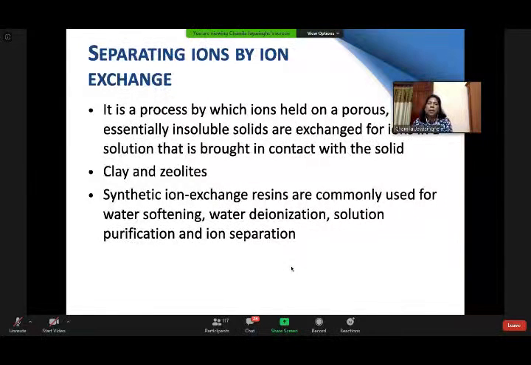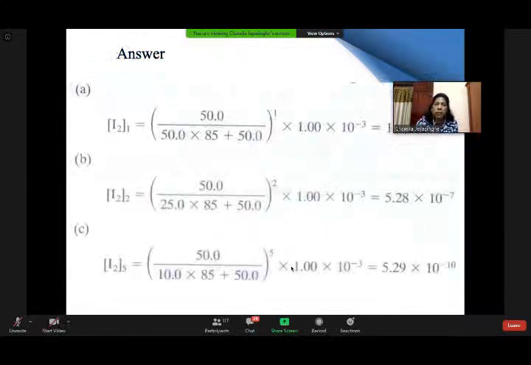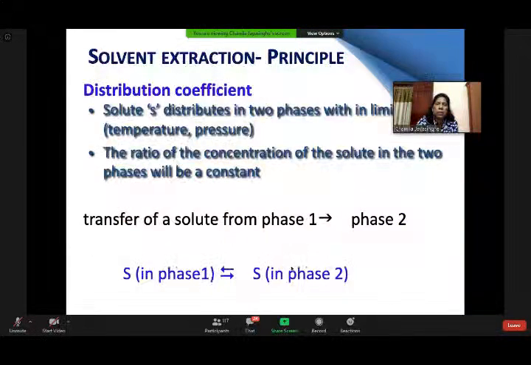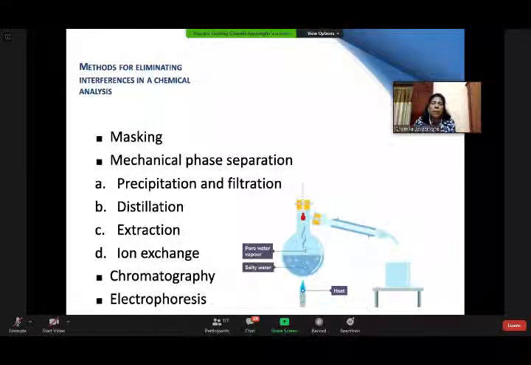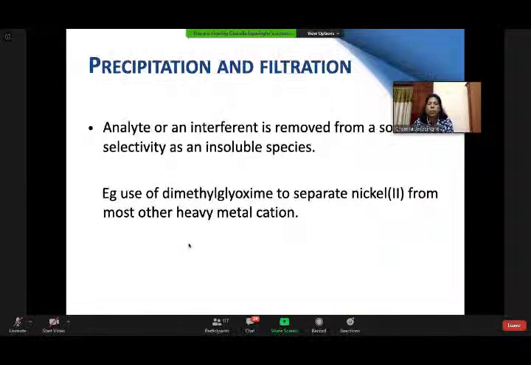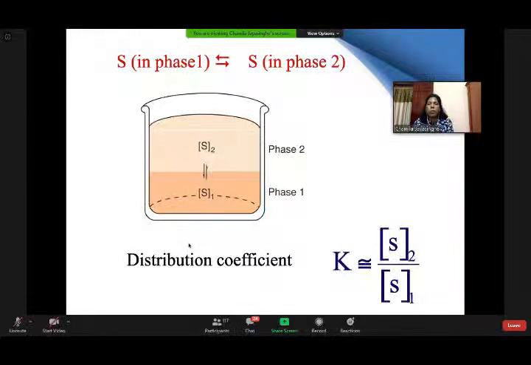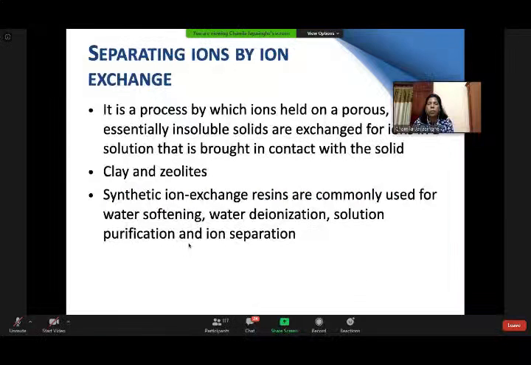Right. Now let's go to the next one. Masking we have discussed, mechanical phase separation we have discussed, precipitation, filtration finished, distillation finished, extraction finished. Now we are going to talk about ion exchange.